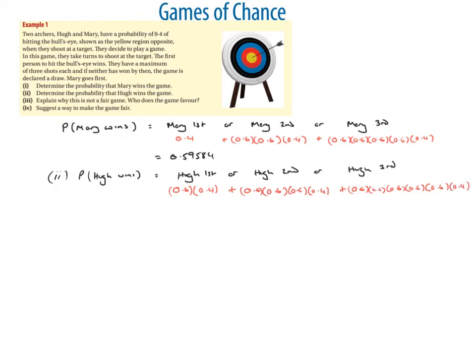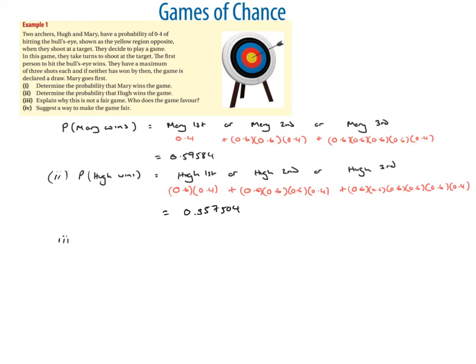Okay, so very quickly. In order for Hugh to win the first attempt, Mary has to miss, he hits. Second attempt, Mary misses, he misses, Mary misses, he hits. Third attempt, Mary misses, he misses, Mary misses, he misses, Mary misses, and eventually he finally hits it. Again, if you add them up, guys, you'll get the total for this one. It's 0.3575504.